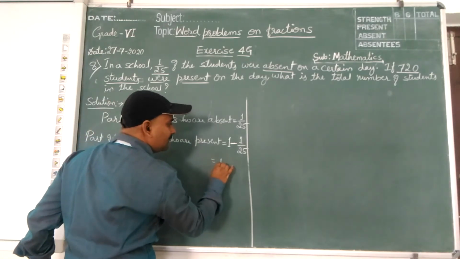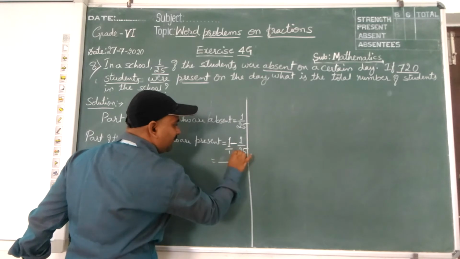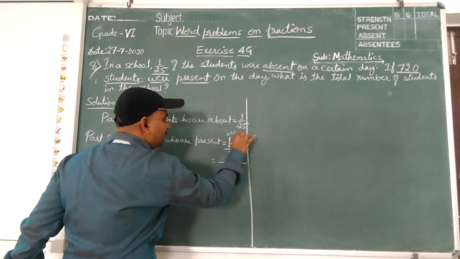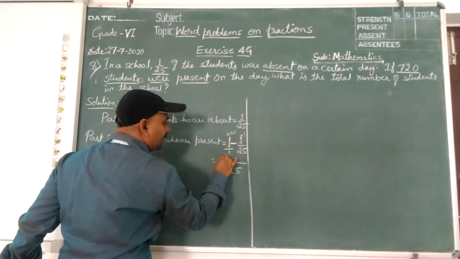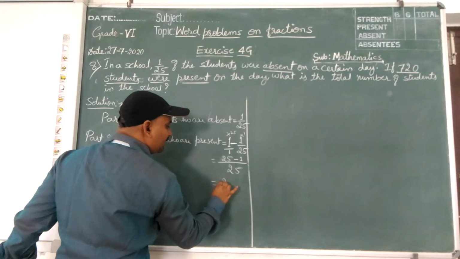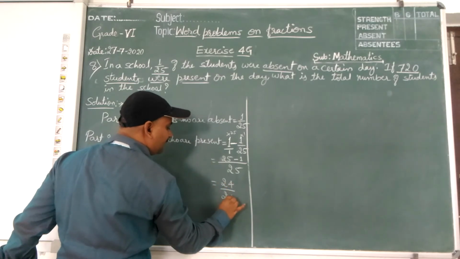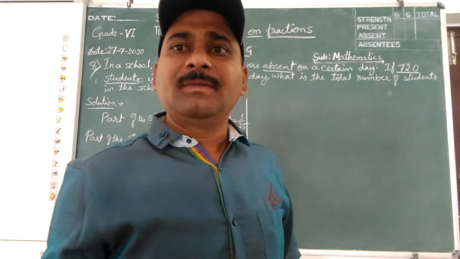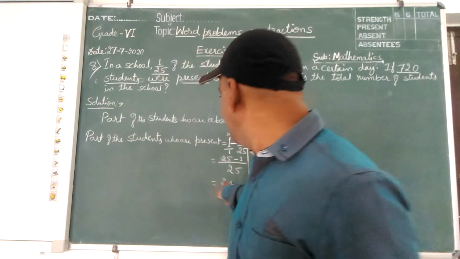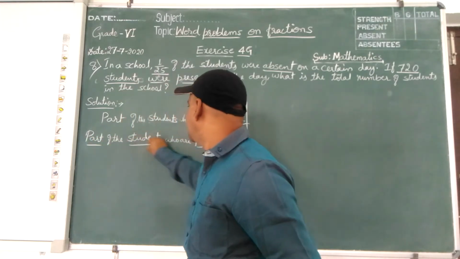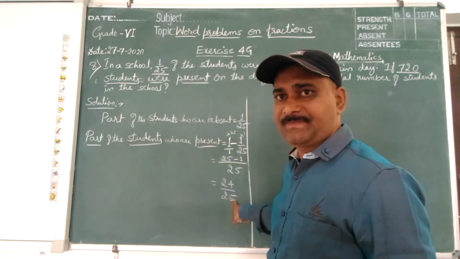So 1 and 25, LCM is 25. 25 ones are 25, minus 1 is 24. So 24 by 25 part of the students are present.